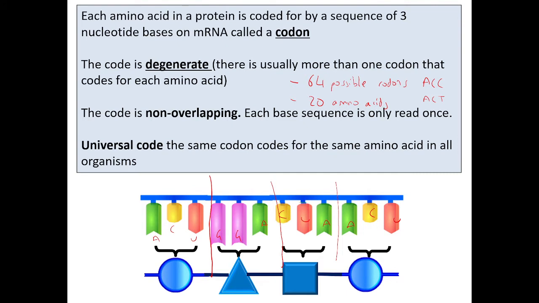The final is the universal code or near universal code. If ACC in a human codes for asparagine, ACC in a plant will code for asparagine, in a bacteria will code for asparagine, in a fungi will code for asparagine, even in any sort of organism in your wildest imagination, ACC would be asparagine. That's the near universal code.